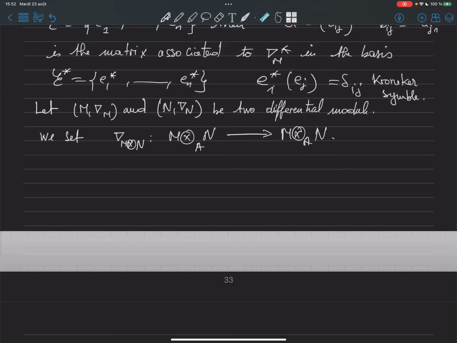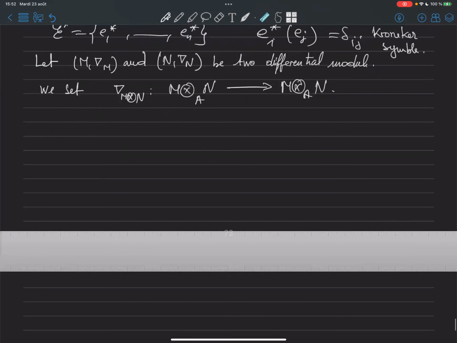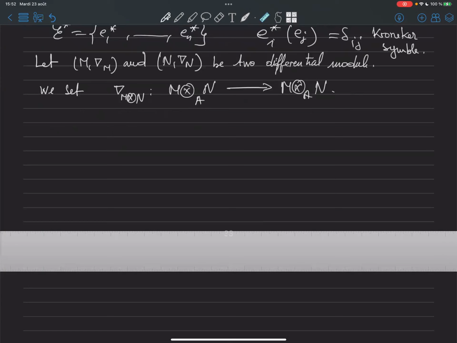However, for example, if we have a differential module and the associated matrix to a connection, then if we consider the dual, we can express its matrix. However, for the tensor product, it's not that easy. It's not that easy at all. Even in the simple case, we can do it only in very specific cases.